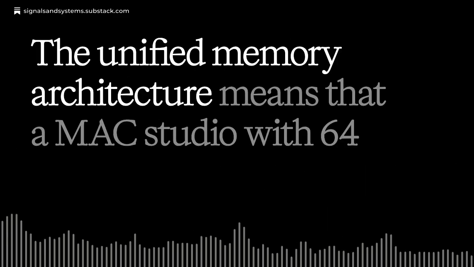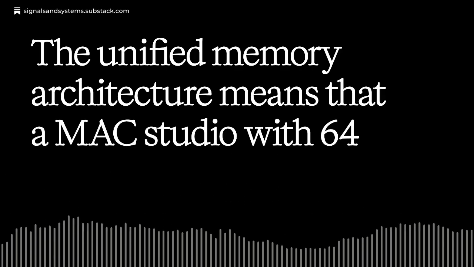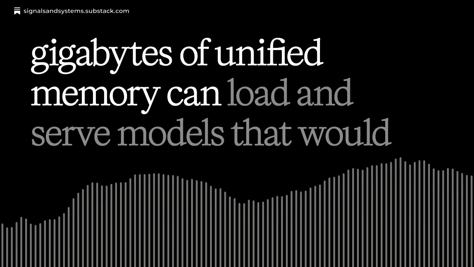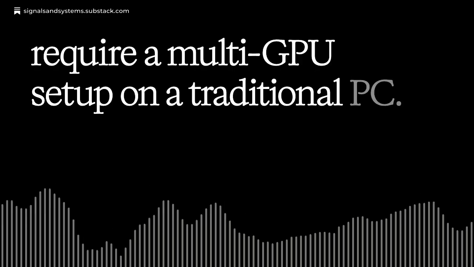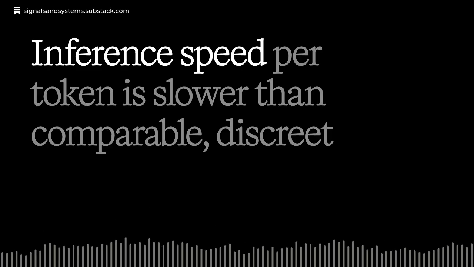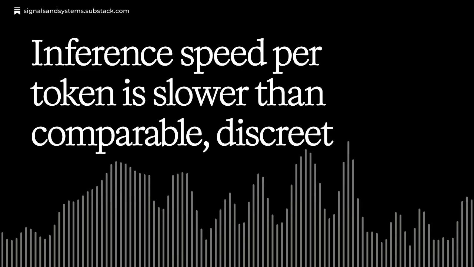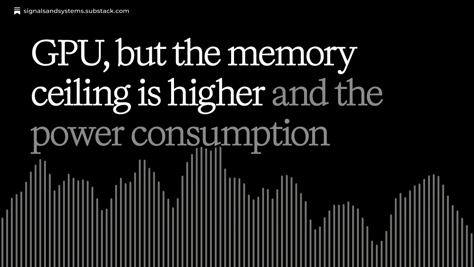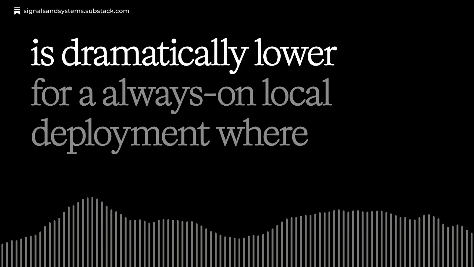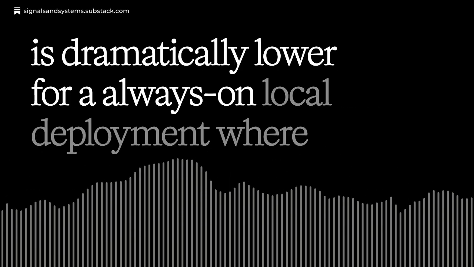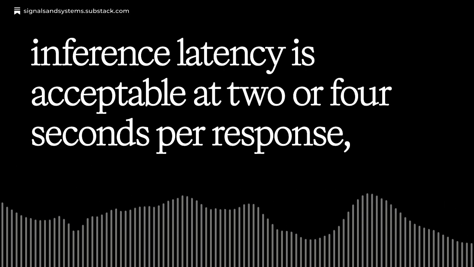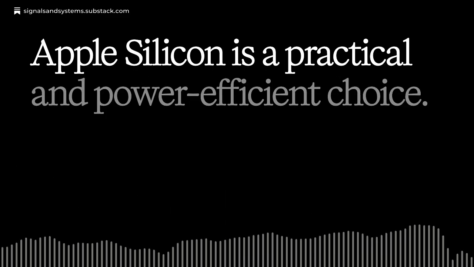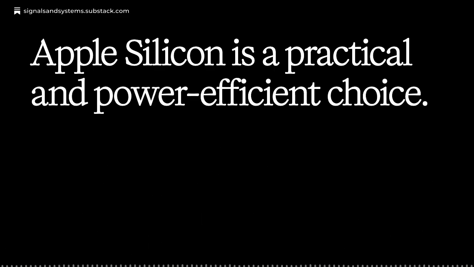The unified memory architecture means that a Mac Studio with 64 gigabytes of unified memory can load and serve models that would require a multi-GPU setup on a traditional PC. Inference speed per token is slower than comparable discrete GPU, but the memory ceiling is higher and the power consumption is dramatically lower. For an always-on local deployment where inference latency is acceptable at 2 to 4 seconds per response, Apple Silicon is a practical and power-efficient choice.